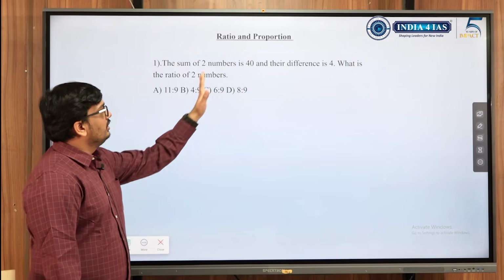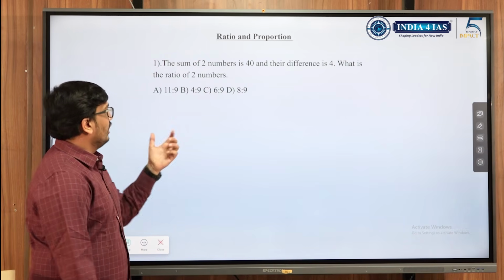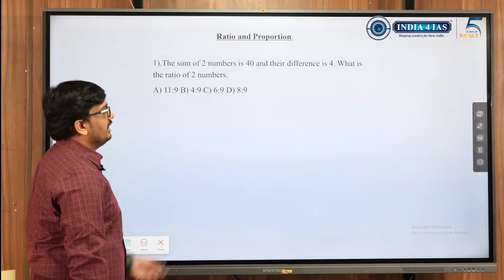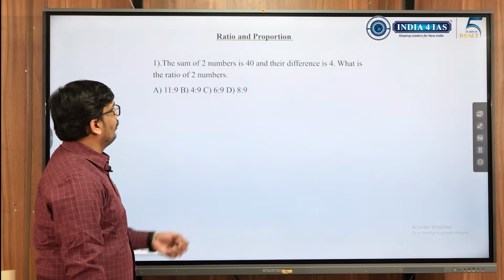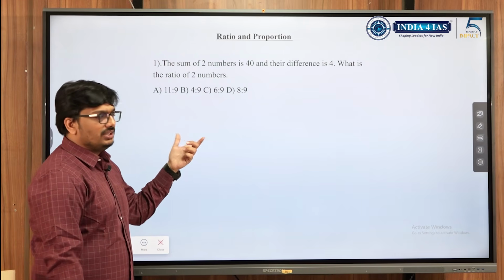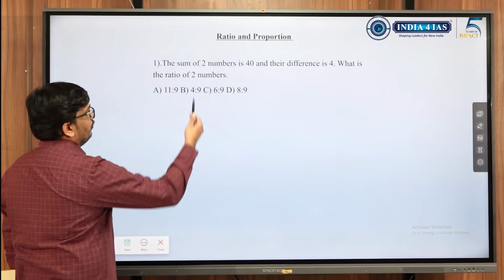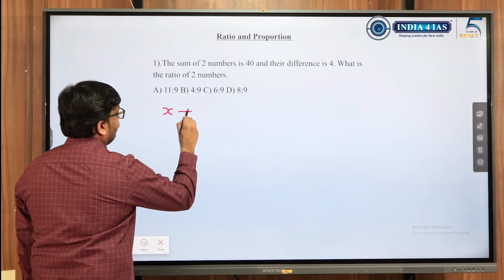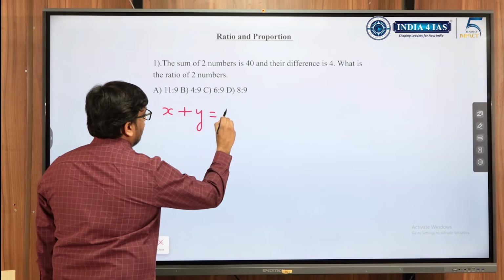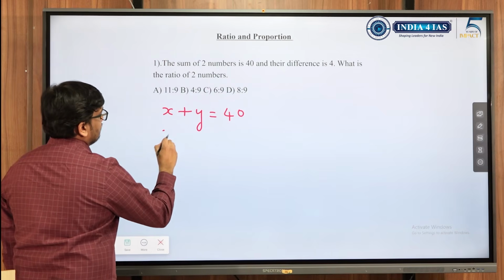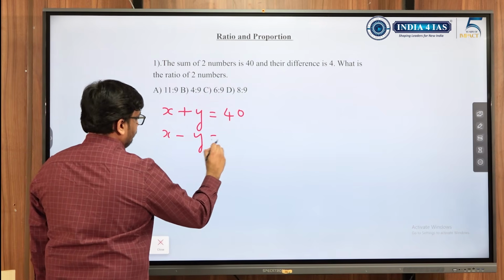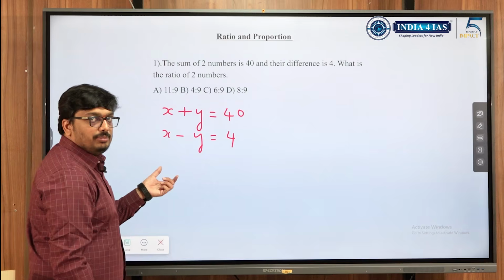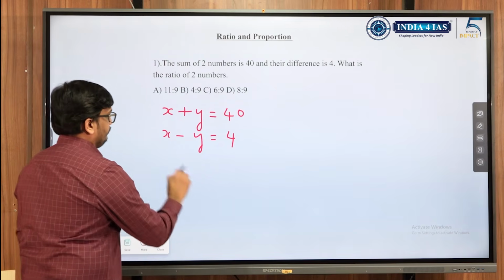This question is from ratio and proportion. The sum of two numbers is 40 and their difference is 4. What is the ratio of two numbers? You don't know the two numbers. Assume x and y. So that the sum of two numbers is 40 and their difference is 4. First you find two numbers, then we will find ratio.